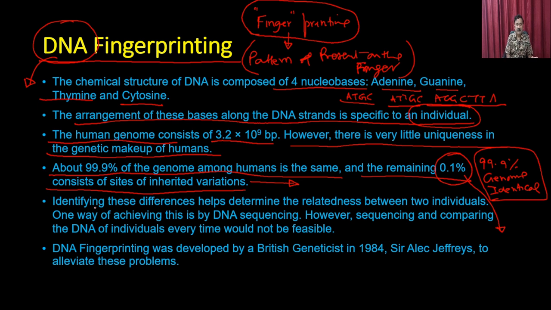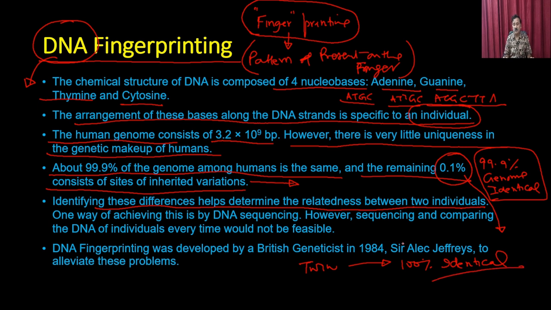Identifying these differences helps determine the relatedness between two individuals. If I have two individuals, I can relate them by looking at this 0.1% sequence present in one individual compared to another. Suppose you take twins, for example. Twins are going to be 100% identical, right? You can have identical twins or Siamese twins, but the majority of twins are going to be 100% close to each other.